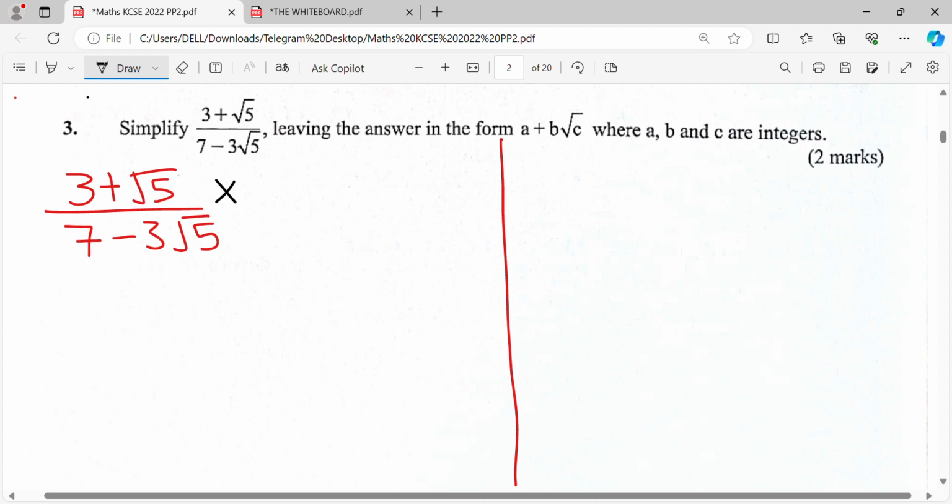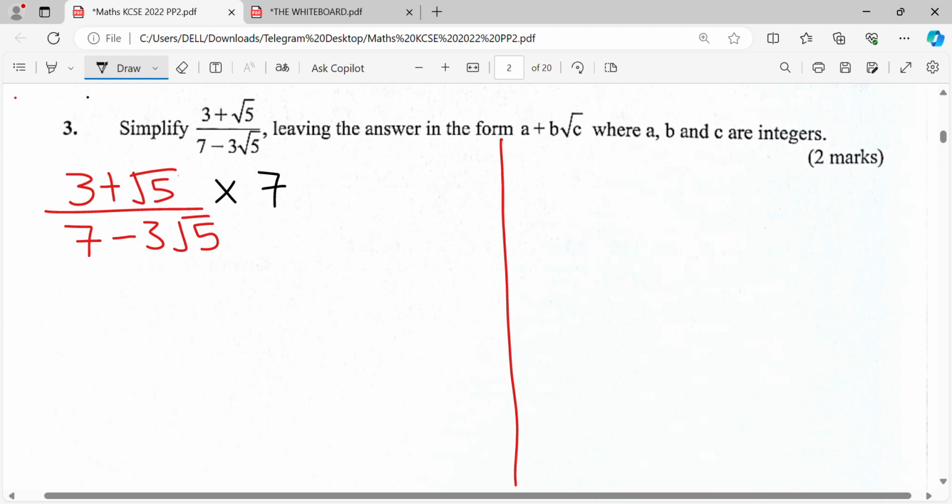In a scenario like this, you always multiply by the denominator. But in this scenario, our denominator is not just a single term like in the example I've just given you. So we multiply by the denominator, but there's something that we do. Our denominator is 7 minus 3 root 5, the one on the lower side, with a minus between.